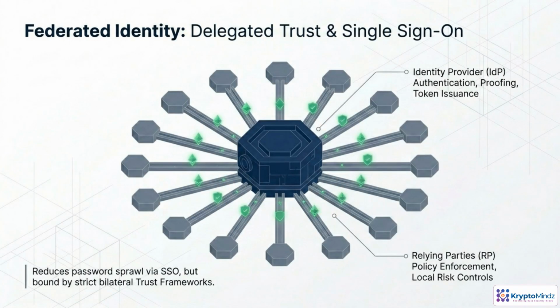Federated identity pushes trust out to a dedicated provider. Instead of every application managing its own credentials and lightweight KYC, an identity provider handles authentication, identity proofing, and token issuance. Applications, the relying parties, agree to accept those tokens under a trust framework. They focus on local policy and risk controls, like step-up authentication for high-value actions.